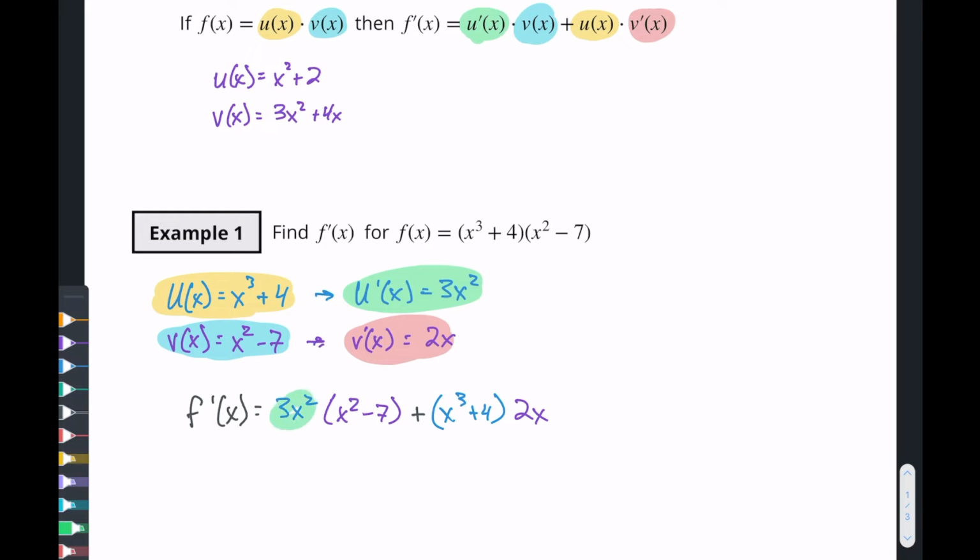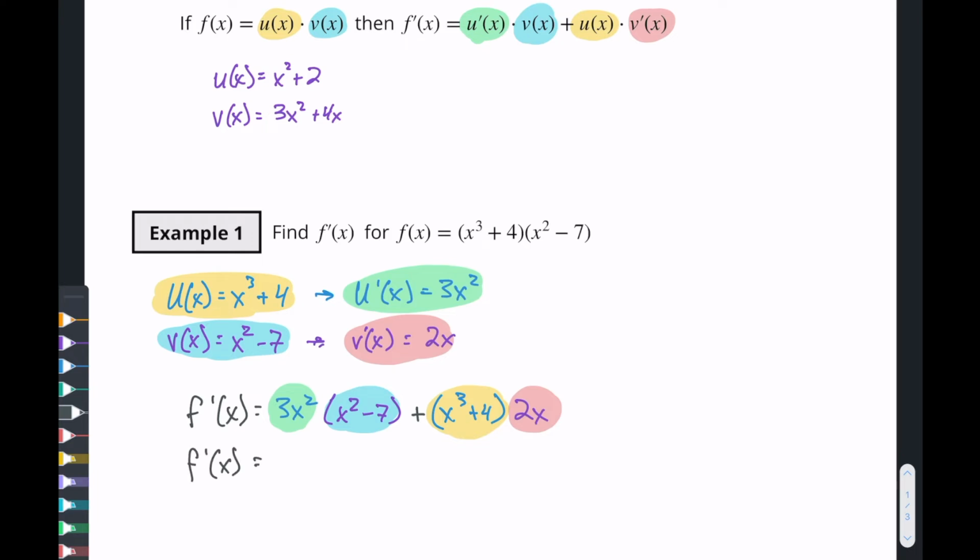The derivative of the first function is this. The original of the second function is this. Then we have the original of our first function, u of x, there, and then we have our derivative of our second function. And now I'm just going to do a little bit of simplifying and see if there's any combining of like terms that I can do.